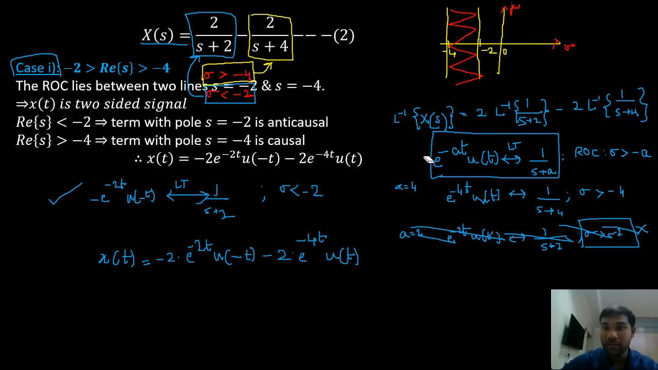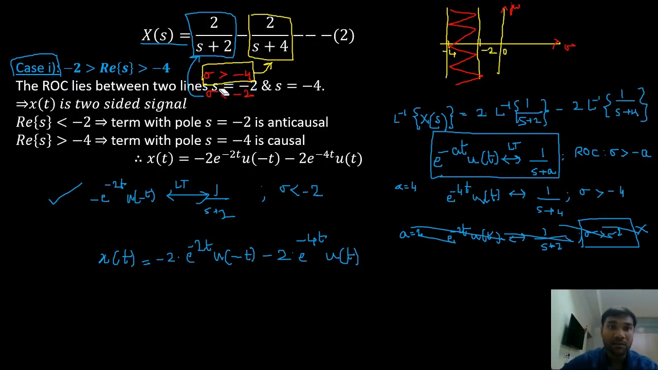Then we looked at the standard transform pairs in Laplace transform along with their ROCs. Since the ROC is greater than a certain number, we only use this Laplace transform pair for the second term, since the ROC for the second term is greater than minus 4. For the first term, since the ROC is less than minus 2, we used a corresponding Laplace transform pair which has ROC less than minus a. That is how we have done.